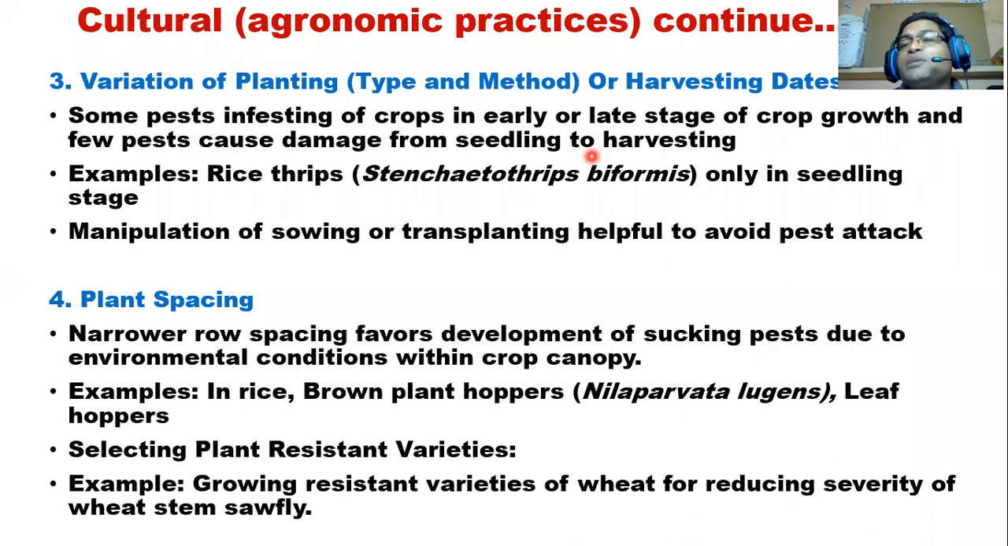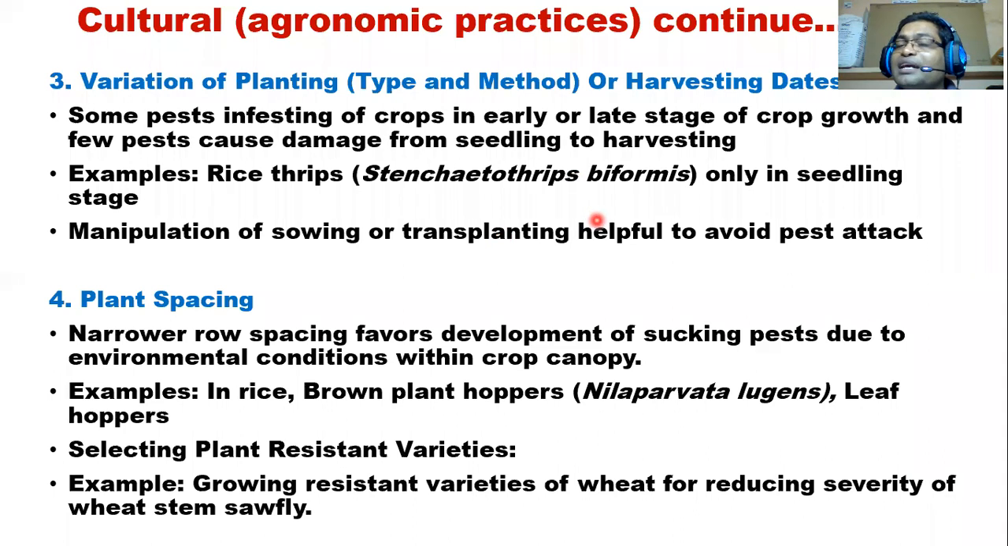And also the yellow stem borer, Scirpophaga incertulas. Stenchaetothrips biformis is the rice thrips. If you are taking the yellow stem borer of rice, Scirpophaga incertulas also lays eggs as egg masses in the top leaves. So while you are transplanting, if you are clipping off the seedlings, you are removing the egg masses. This is the seedling transplanting method.